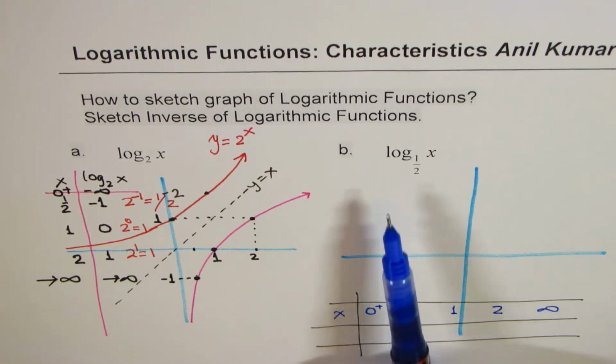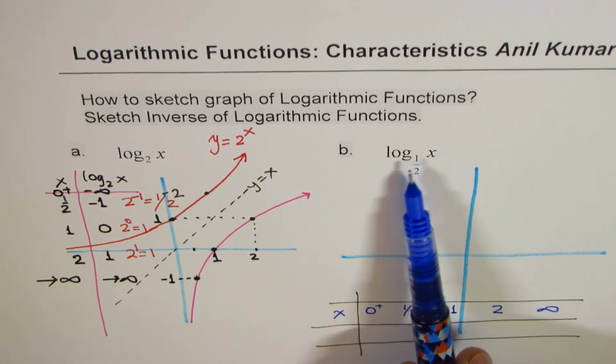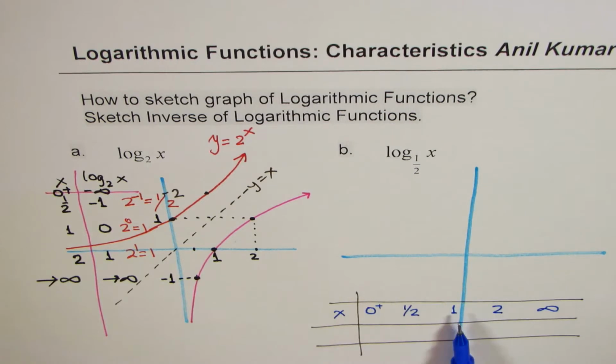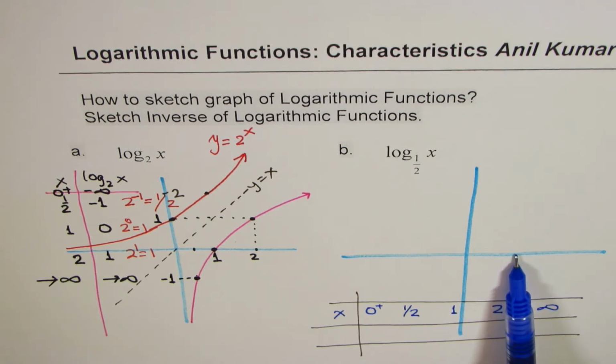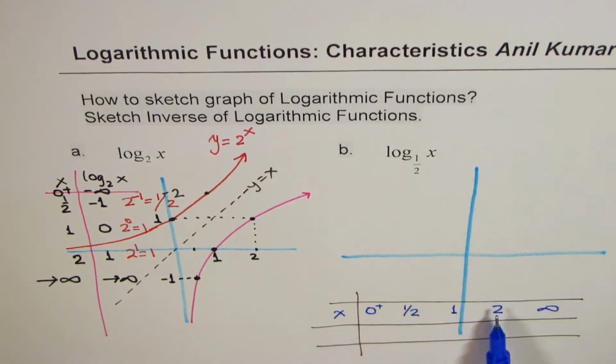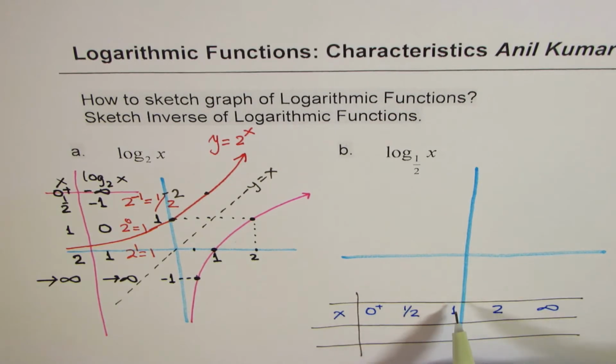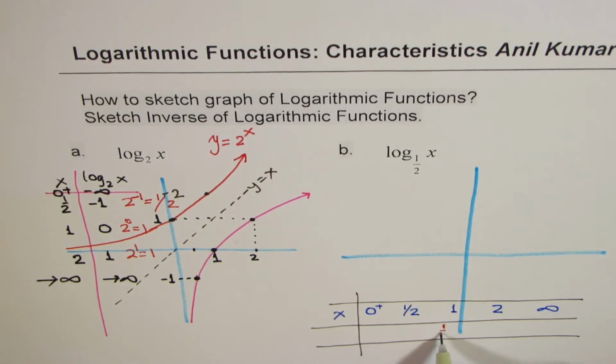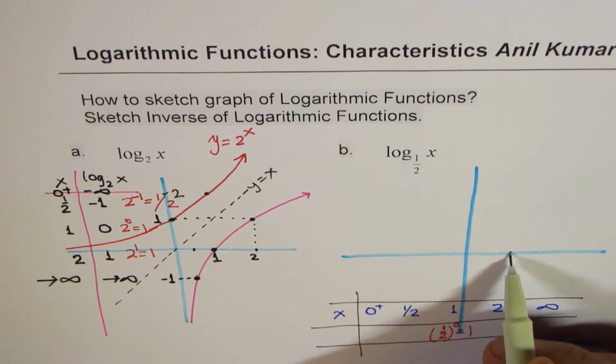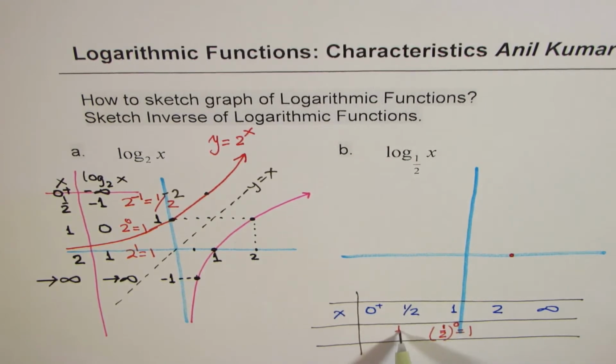Now, for log to the base of anything, if I have x as 1, then the value should be 0. Since half to the power of 0 is 1. Do you understand? So related like this. Half to the power of what is 1? So we are saying half to the power of what is 1? Half to the power of 0 is equal to 1. Do you see that? So this 0 is the point. Now here we have to see half to the power of what is half? That is 1, right? Half to the power of 1 is half. Do you get the point?